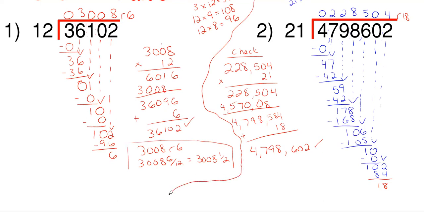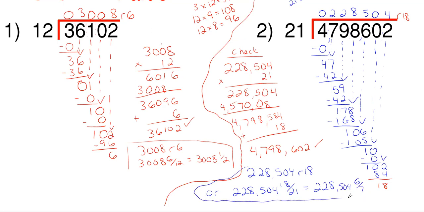So in writing your answer for the second part, you could write it like this. So we could write it as 228,504 with a remainder of 18, or it could be 228,504, 18 over 21, which also simplifies down to 228,504 and 6/7. Any one of those three would be an acceptable answer.